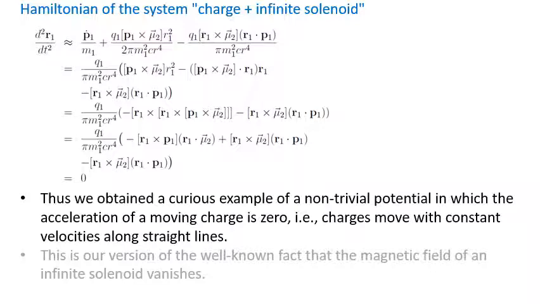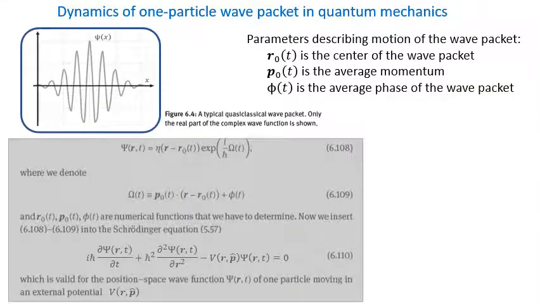So we obtained a curious example of a non-trivial potential in which charges move without acceleration. This is our version of the well-known fact that the magnetic field outside an infinite solenoid vanishes. But if acceleration is 0, then dynamics of particles should not be affected by magnetization. Then what is the explanation of the Aharonov-Bohm experiment?